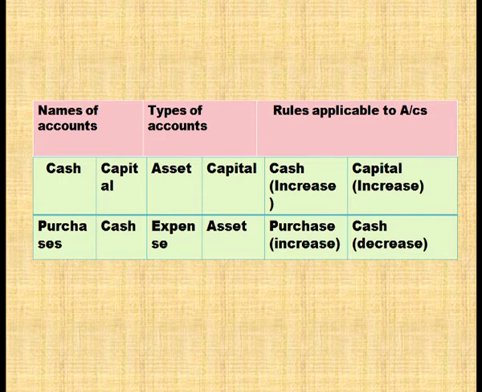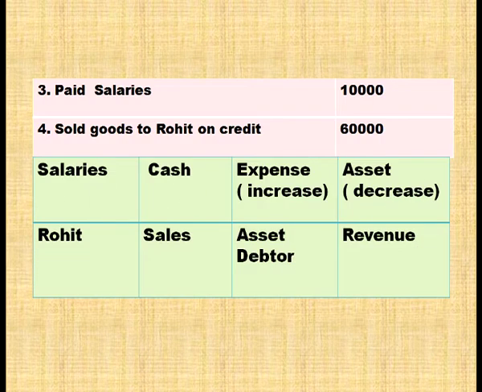Cash being an asset is going from the business when goods are purchased. So, cash is decreasing. Rule for asset account, when asset is decreasing, it will be credited. So, purchases account will be debited and cash account will be credited. Paid salaries, rupees 10,000. Which are the affected accounts? Salary account and cash account.